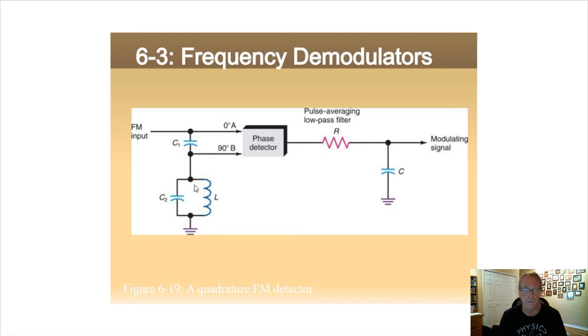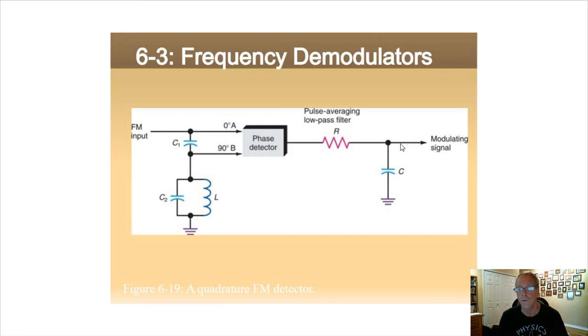Particularly on this tank circuit, at perfect resonance, this circuit will produce 0 and 90 degrees on these two inputs. That resonant circuit, this tank circuit, is tuned to be the same frequency as the carrier frequency, or resting frequency, of the FM input. So that's the resting frequency. If you have no FM at all, in other words, at the carrier frequency, you'll have 0 and 90 degrees.